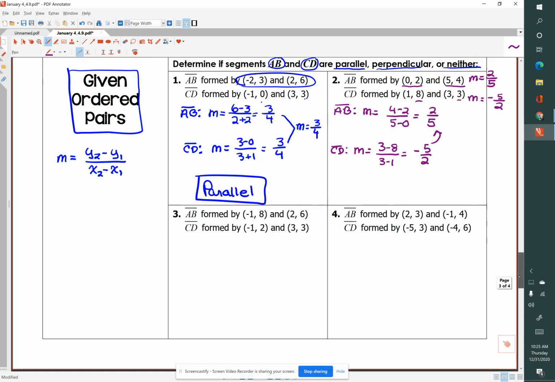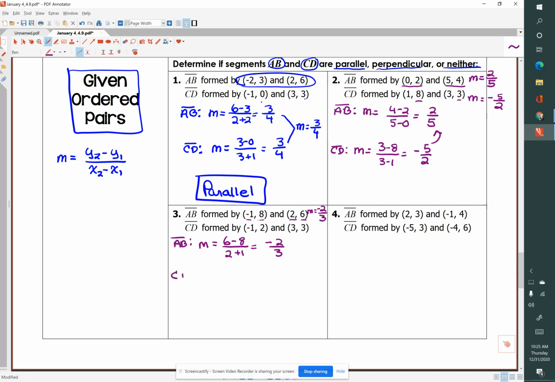All right, let's look at the next two. We'll start with AB. Line AB is formed by negative 1, 8, 2, 6. So M equals 6 minus 8 divided by 2 minus negative 1, which is 2 plus 1, which, when simplified, equals negative 2 over 3. So here our M equals negative 2 over 3.